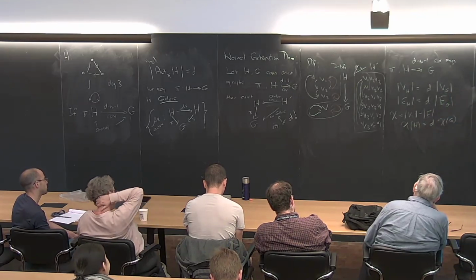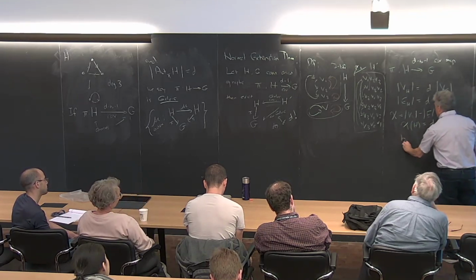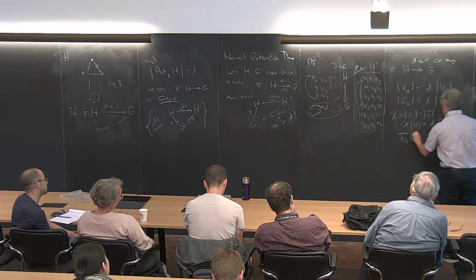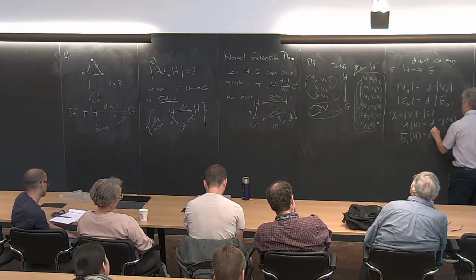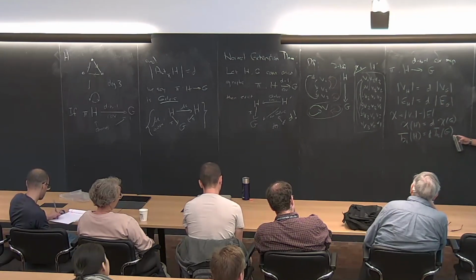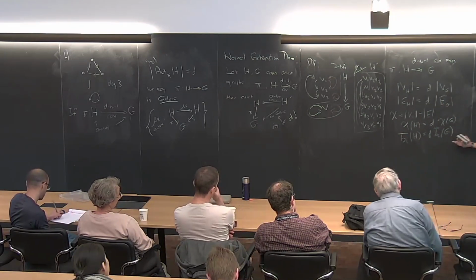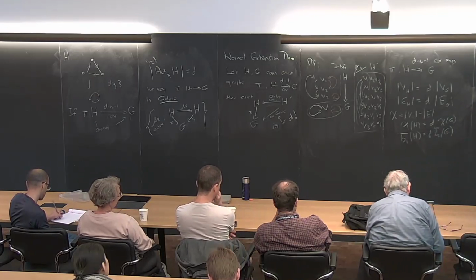And now the claim is the first reduced Betti number and the 0th reduced Betti number also multiply in this fashion. So from the point of view of covering maps, it's the reduced Betti numbers that are the well-behaved things.